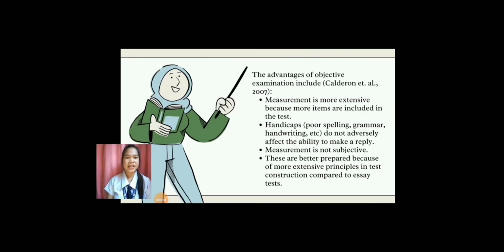The advantages of objective examination include: measurement is more extensive because more items are included in the test. Handicaps do not adversely affect the ability to make a reply. Measurement is not subjective, and these are better prepared because of more extensive principles in task construction compared to essay tasks. However, objective examinations also have cons.